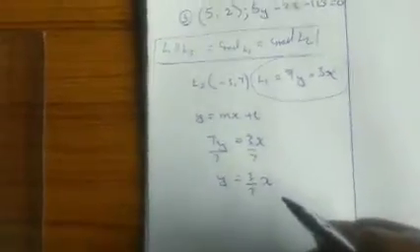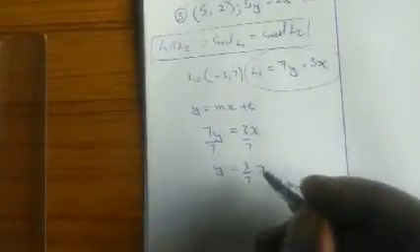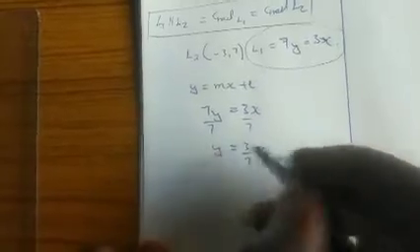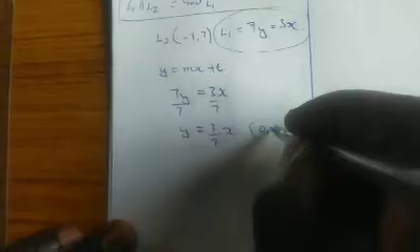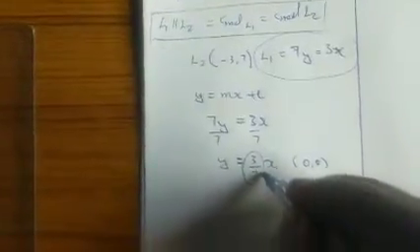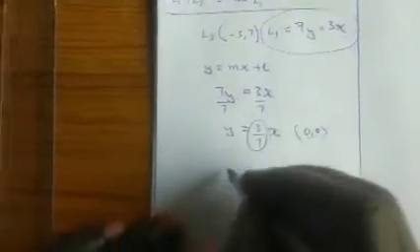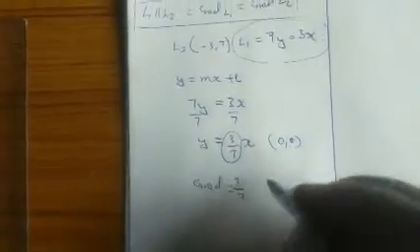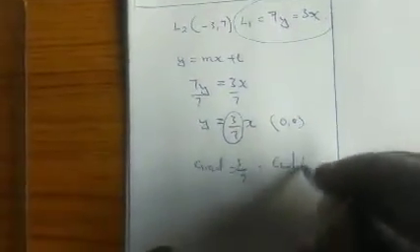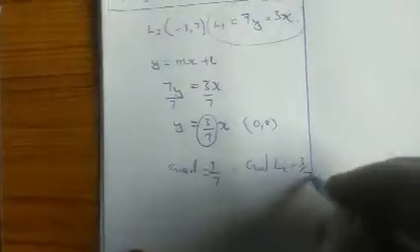In this case, our c is 0, and therefore this is a line that passes through the origin. Because the y-intercept is 0, the x-intercept is 0, so this line is passing through the point (0, 0). The gradient of this line is the coefficient of x, which is 3/7. So the gradient of L1 is 3/7. Therefore, the gradient of L2 will also be 3/7.